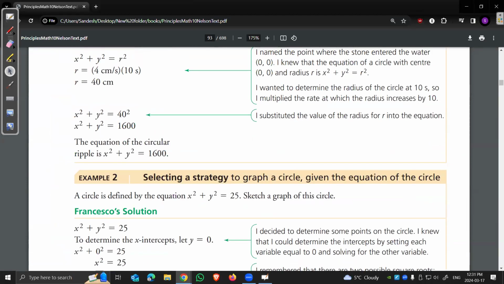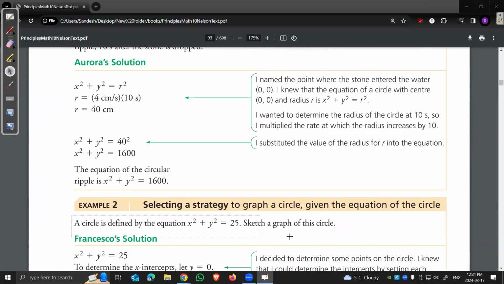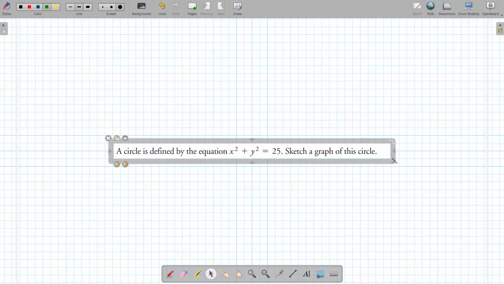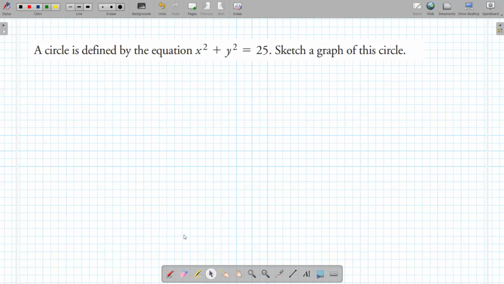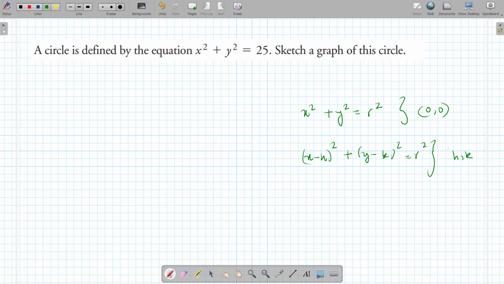I'm gonna skip that. Let's start with this. So remember, we're now doing circles. We're moving away from lines. The general form of the equation of a circle is x squared plus y squared equals r squared. This has a center at the origin, 0, 0. If it doesn't have its center at 0, 0, then it's gonna take this form, where the center now is h, k instead of 0, 0.